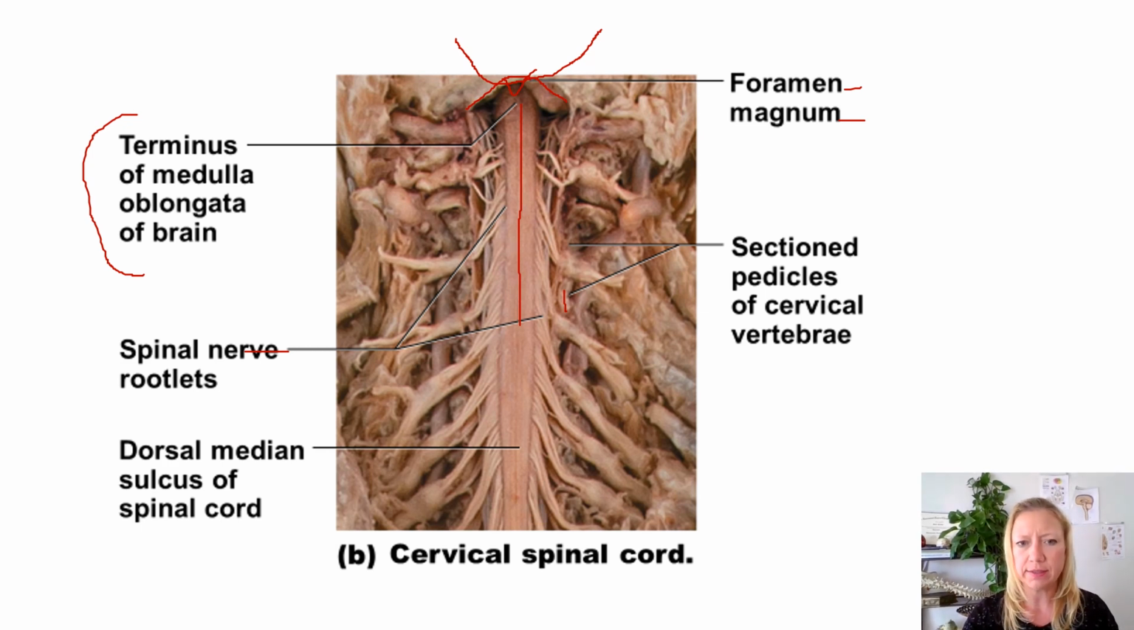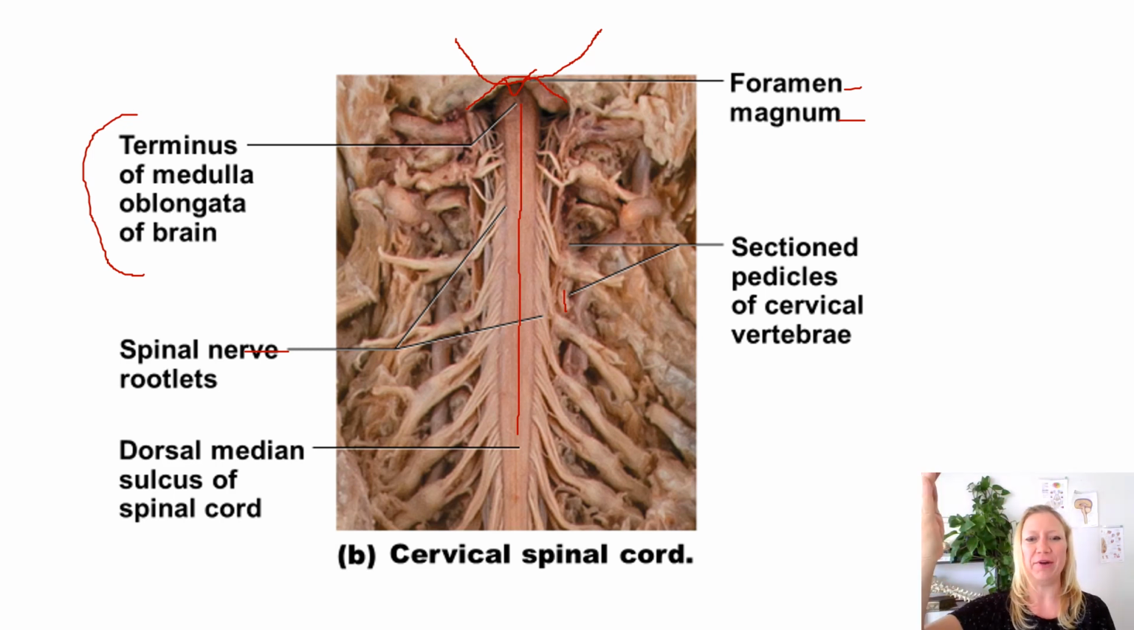Dorsal median sulcus. So we have ventral, we have dorsal. Dorsal's posterior. Median, just the midline. So there you go, that's better as midline. I kind of veered off here. These markers are not as easy to use as you would think. So dorsal, posterior; median, midline; sulcus is the groove.